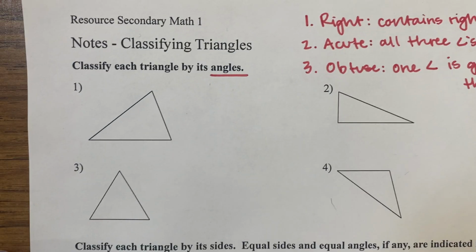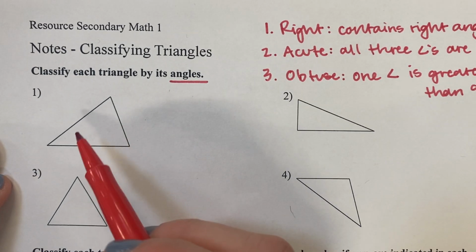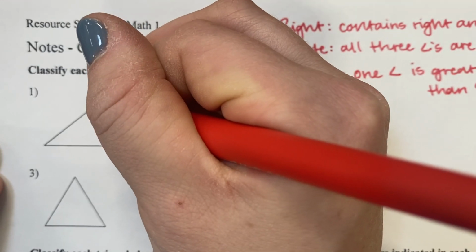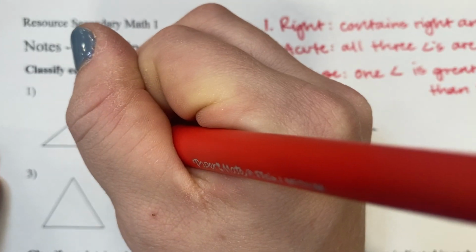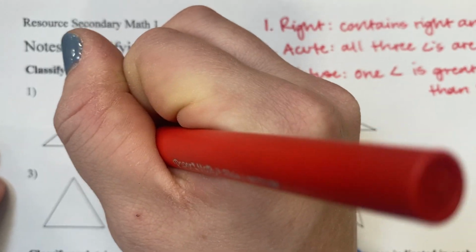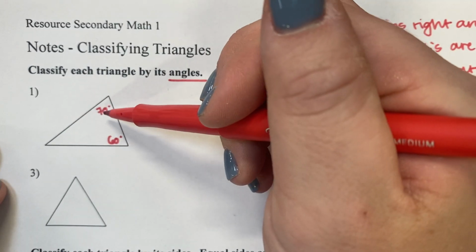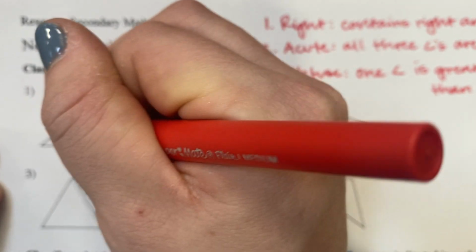Okay, so let's look at number 1. I'm going to go ahead and just put some angle measures on here. Let's just say this one is 70. Let's say this one is 60, and then the third one, if it has to equal 180, well, 70 plus 60 is 130, so that one has to be 50.